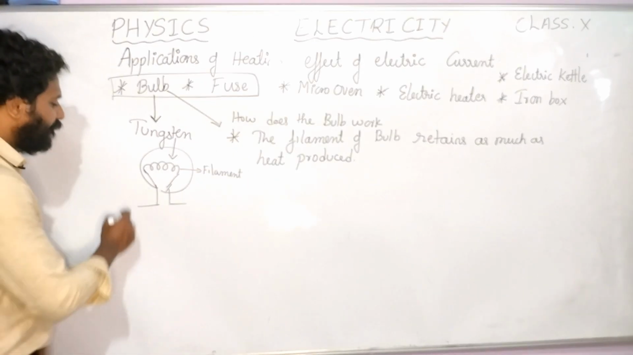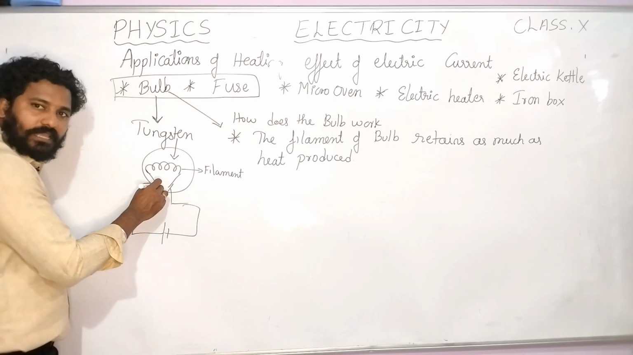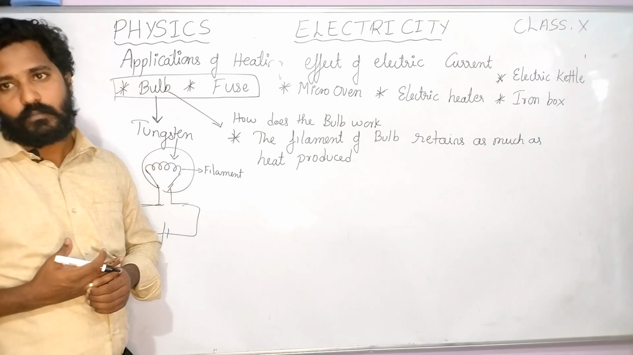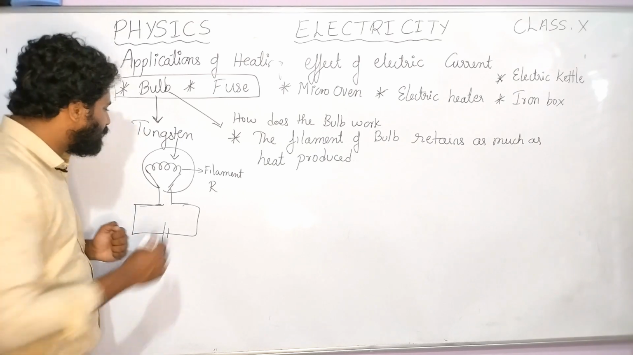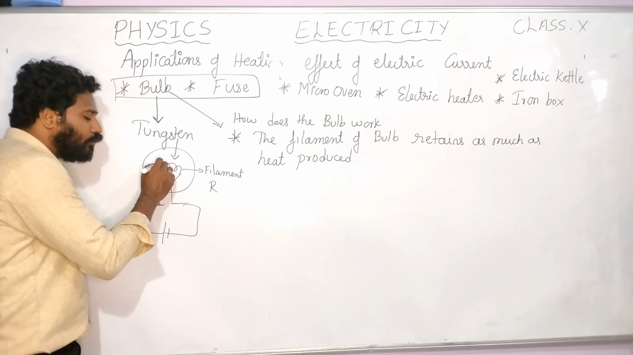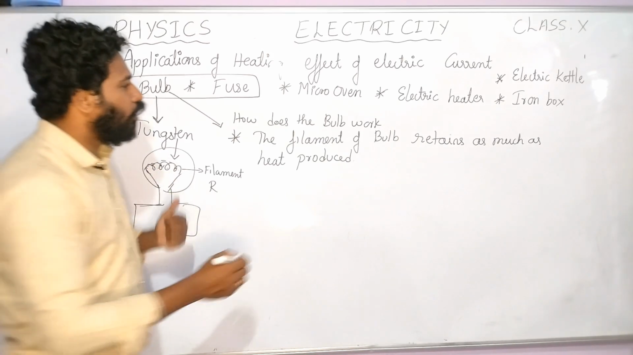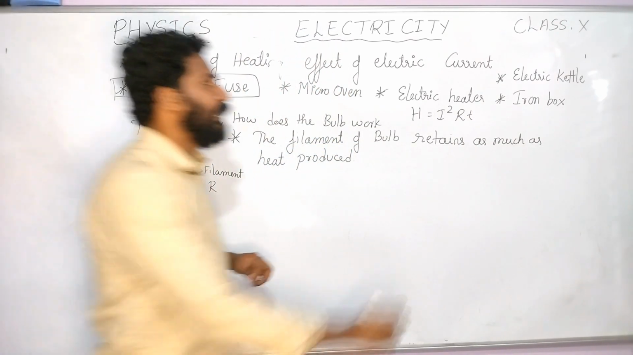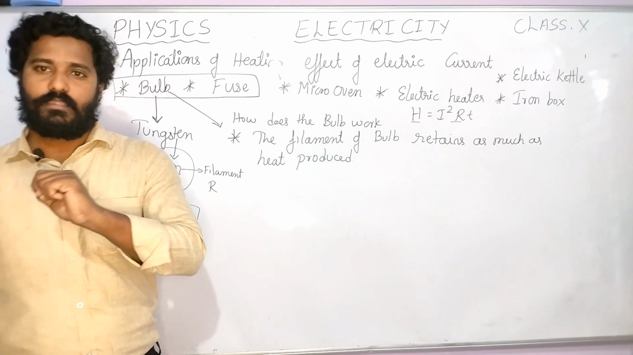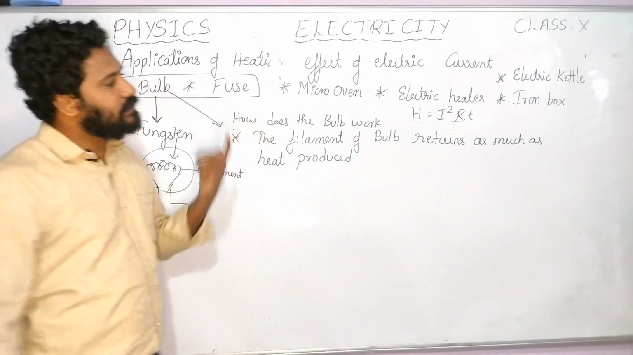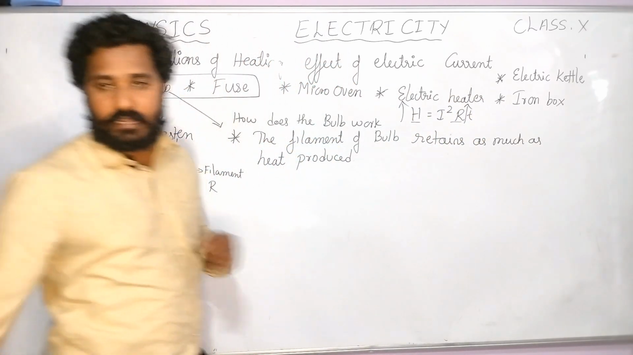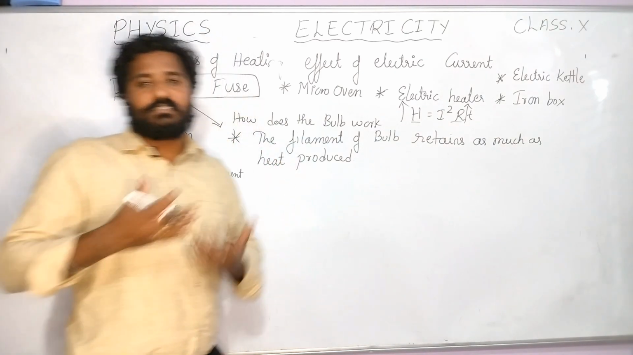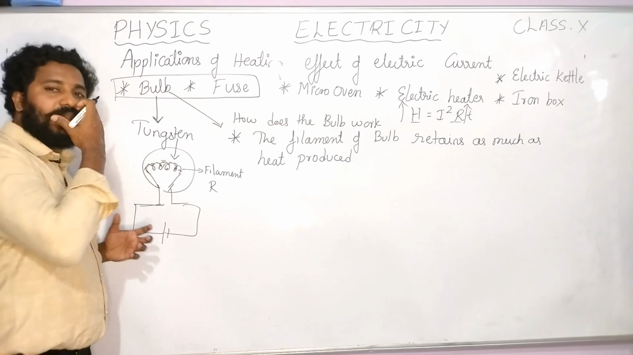Whenever we pass electricity through the bulb, since tungsten has high resistance, the resistance is very high. When the resistance is very high, electrons start to accumulate all over the tungsten. We know that H is equal to I square RT, and heat produced is directly proportional to resistance. As the resistance increases, the heat also increases. So the heat produced will be high.